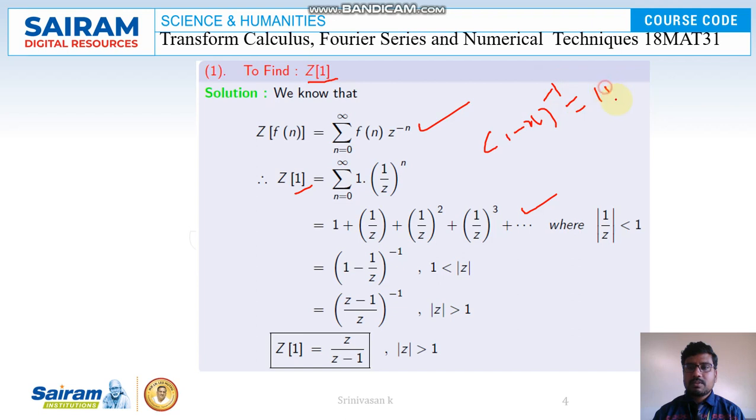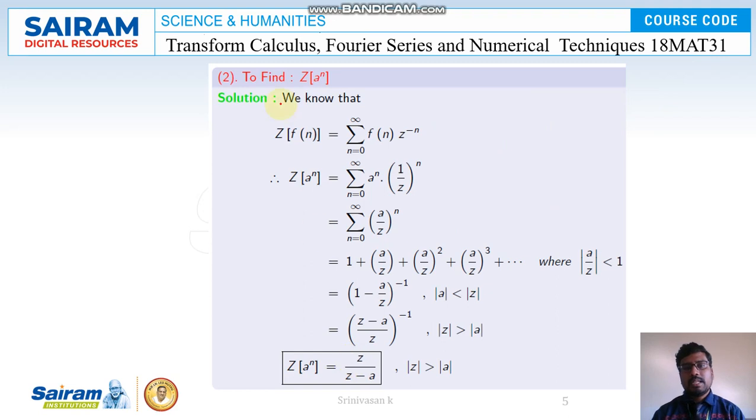What is 1 minus x power minus 1? It is 1 plus x plus x square plus x cube, and so on. Clearly here x equals 1 by z. So 1 minus 1 by z, whole power minus 1; then by cross multiplication we get z minus 1 divided by z, power minus 1. So taking the reciprocal, we get z divided by z minus 1. So the Z transform of 1 is z divided by z minus 1. If you apply the Z transform to the given function, we get the solution z divided by z minus 1.